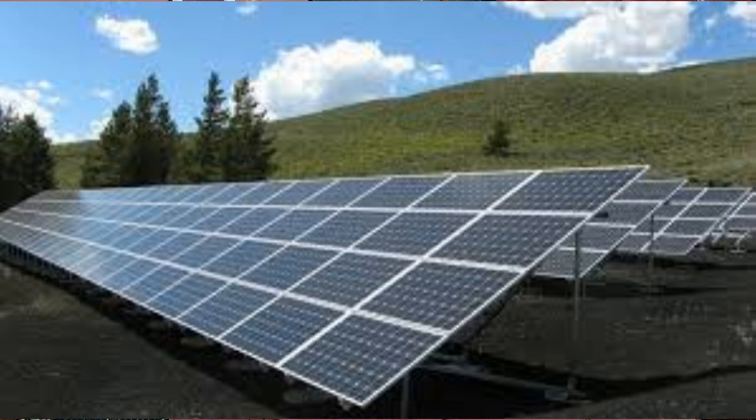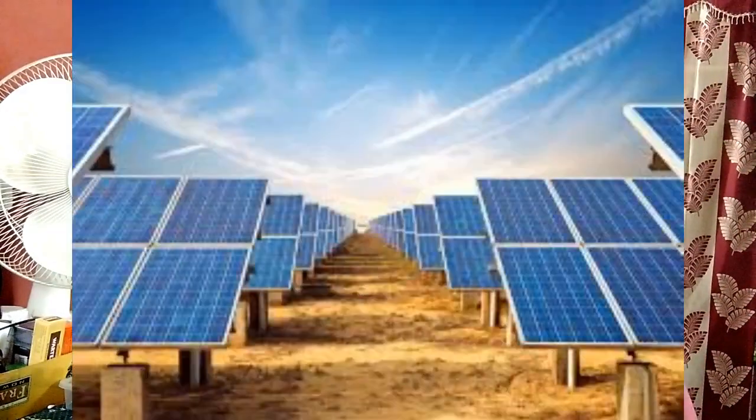Next point: what is the best material to make a solar panel? Crystalline silicon is the most common material used in solar cells. The lifespan of crystalline silicon cells is more than 25 years without deterioration, making it ideal for industrial solar power generation.